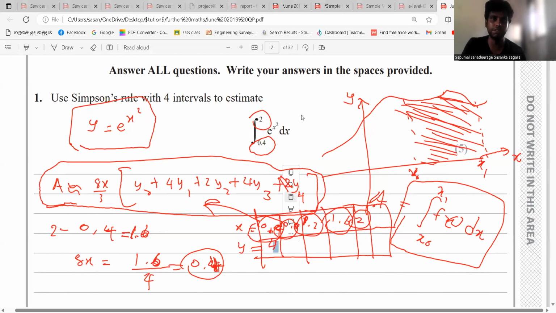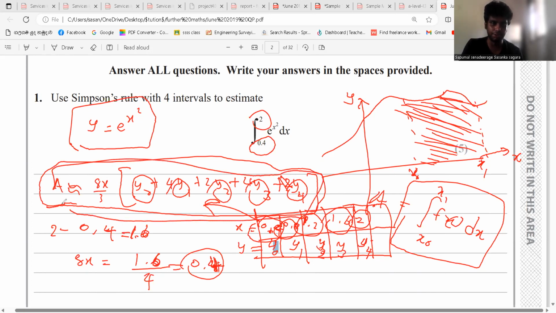Sorry, I'm not familiar with these tools. This is y0 and this is y1, y2, likewise y3, y4, right? Then you can substitute all the relevant values you have found out into this one, and you can find out the area approximately. And on the calculator, there is an integral sign. You can use it to make sure whether your answer is correct or not.